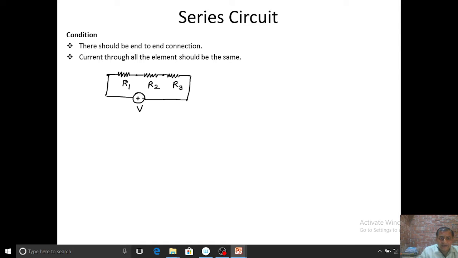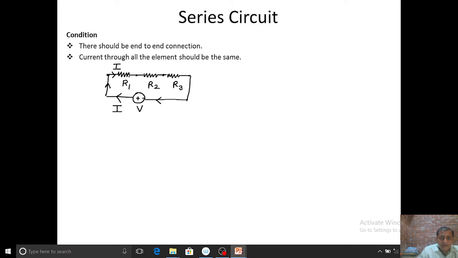How can you decide these resistors are connected in series? Because the current flowing through these resistors starts from the positive terminal of the battery and ends at the negative terminal of the battery. The current flowing from the positive plate of the battery is I ampere, and it flows like this, I ampere.